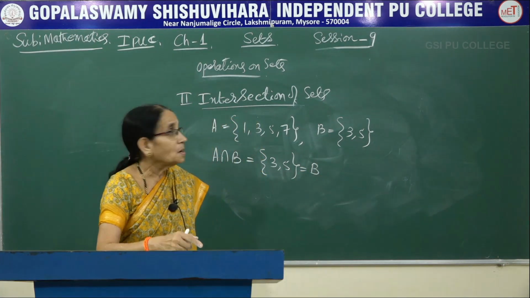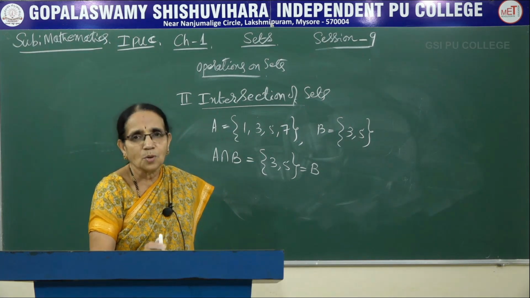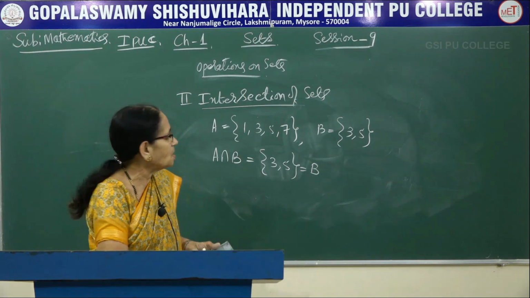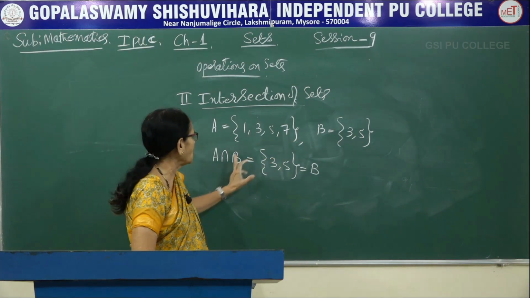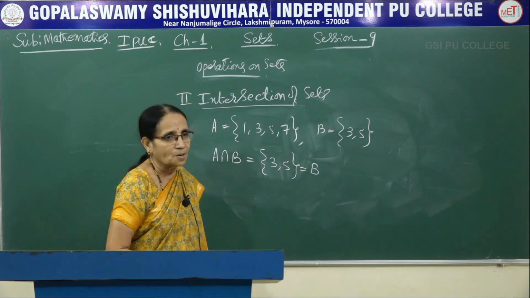In the previous operation, union, I had told if A is a subset of B, A union B will be equal to B. Here you can see B is a subset of A, so A intersection B, the common elements, would be the set B itself.